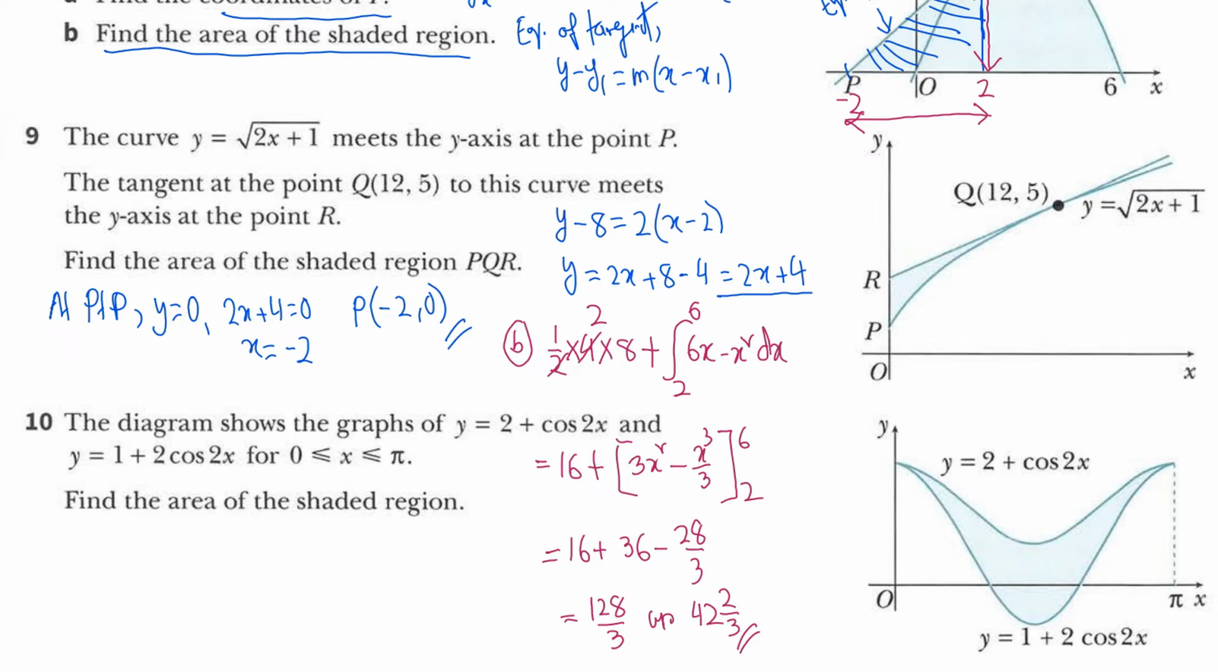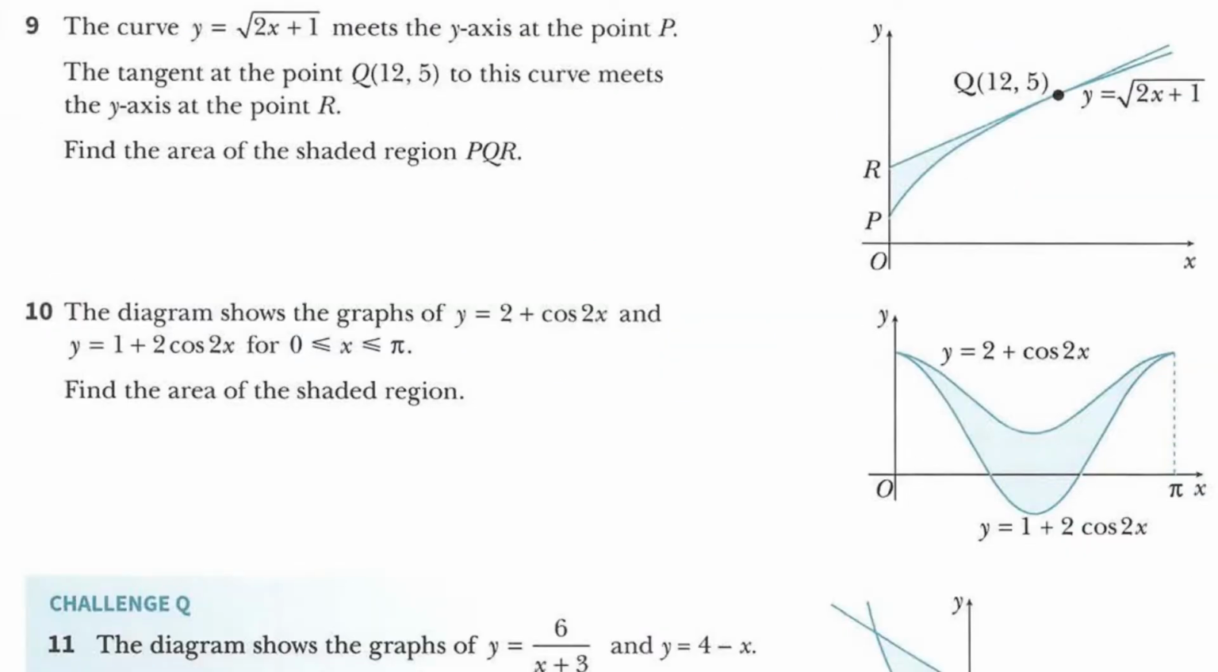Let us now move to question number 9 in that stage. The curve equation is given, and the y-axis cuts at the point P, and the tangent to this curve at Q(12, 5) cuts the y-axis at R. First we need to find the coordinates of R and P as well. Then, up to this point Q, if we get the area under the line minus the area under the curve, we get the shaded area. So first we have to find the coordinates of R.